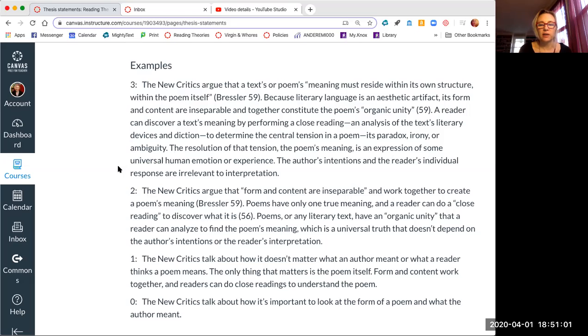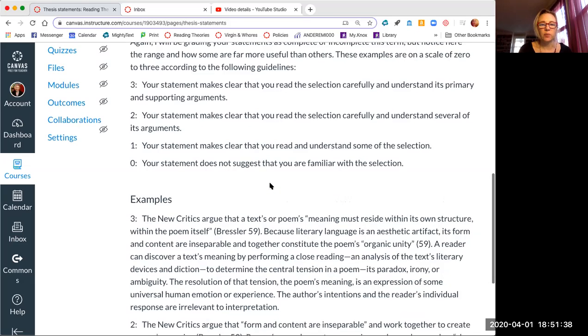Form and content work together. Okay, that's true, but that's not as strong as being inseparable, which is actually what new critics would say. Readers can do close readings to understand the poem. That's true. New critics talk about how it's important to look at the form of a poem and what the author meant. There's nothing, first of all, that's wrong. And there's nothing in there to give me any clue that the person even listened to my mini lecture, let alone read the chapter. So those are examples. What you're going for is something up here.